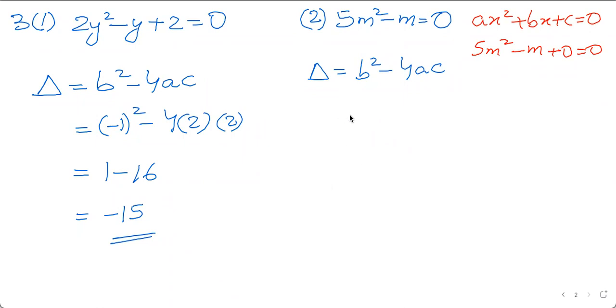So when we put the values now in the formula, not in the equation, in the formula. I'm sorry. My pen is acting weird. So B is -1. Once again, it is square minus 4 into A is 5, C is 0. Now square of -1 is 1, and anything multiplied by 0 is 0. So 1 minus 0 is 1. Simple answer. The value of the discriminant here is 1.